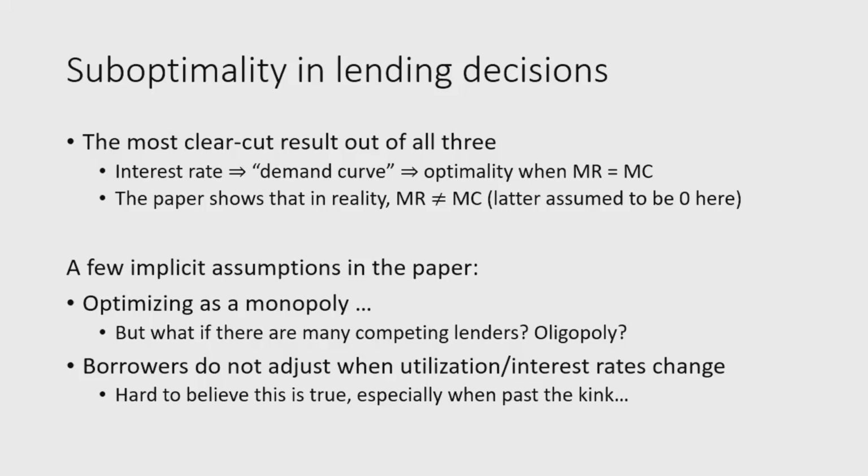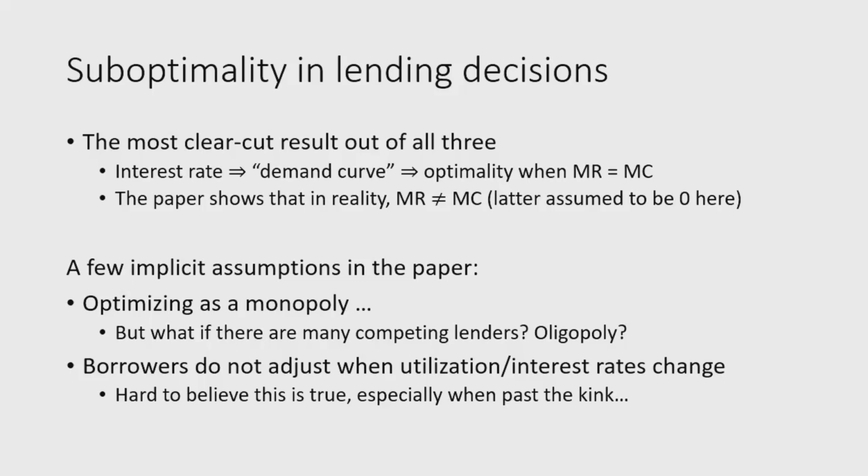The question, of course, is that the paper implicitly assumes the marginal cost of providing this lending is zero, which I think is reasonable because a lot of the cost of acquiring this capital is sunk. But how do we determine the marginal revenue? Most of the quantitative results that the paper gets implicitly assume that we are optimizing as a monopoly. If you're running as a monopoly, then the market demand curve is just the demand curve that an individual supplier is facing.